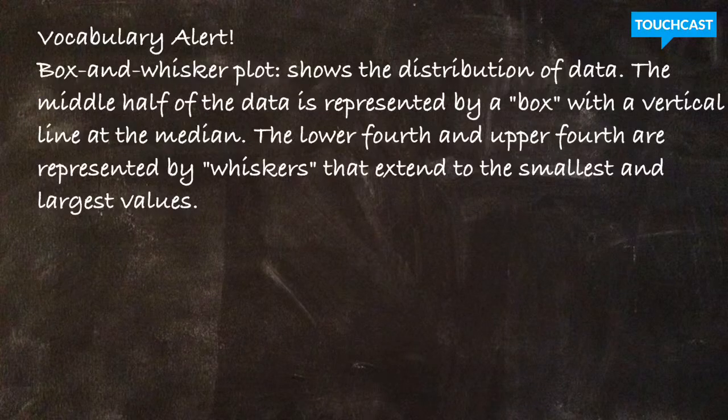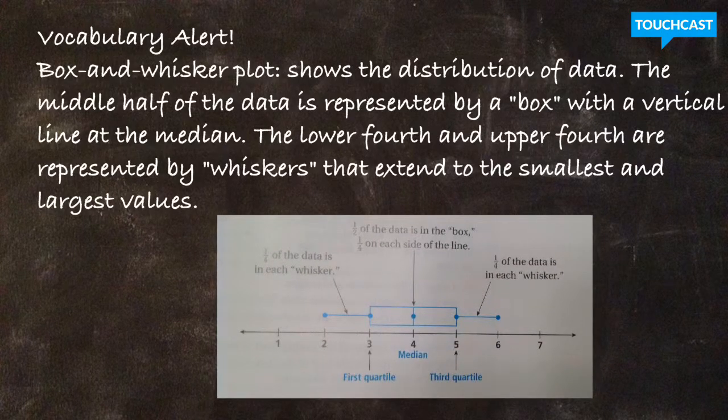Alright, moving on. We've got another vocabulary alert, box and whisker plots. So all these are is they show the distribution of data. Now the middle half of that box and whisker plot, or of our data, is represented by a box with a vertical line at our median. The lower fourth and the upper fourth of our data are represented by our whiskers, which extend to the smallest and largest values. And I have an example of what a box and whisker plot looks like right here.